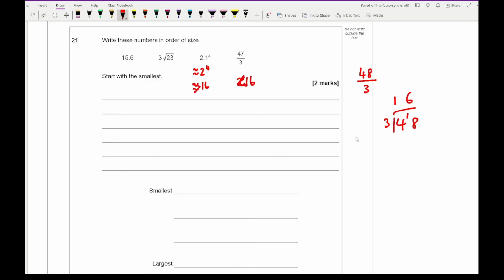And then the square root of 23 is going to be less than 5, so 3 times a number that's less than 5 is going to give me a number that's less than 15. So looking at this, I can now order these numbers.